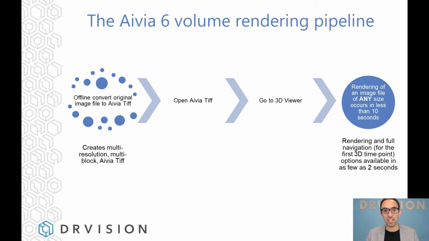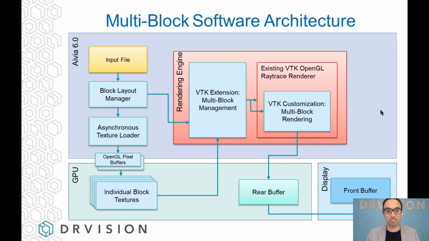And once you have that file, what we've seen in our tests is that, no matter what the size of the file, you can get the file back to a rendering situation where you can see the data set and interact with it again within a few seconds. So first convert, then open the Aivia TIFF, go to the 3D view, and pretty much within 10 seconds or less, actually more like 3 seconds, you can render the image interactively.